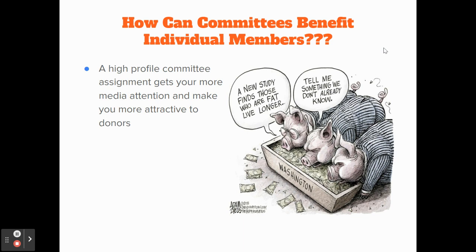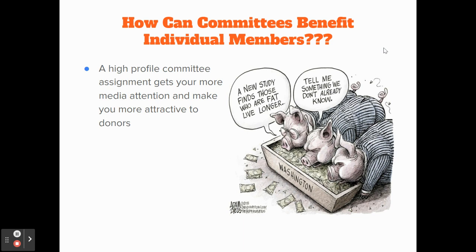Oftentimes, the really high profile committee assignments aren't going to go to members of Congress that have been there for a long time. And again, they're appointed there by the leaders of their individual parties. You can request a particular committee to go on, but it's ultimately up to the discretion of your party leaders to assign you to a committee.